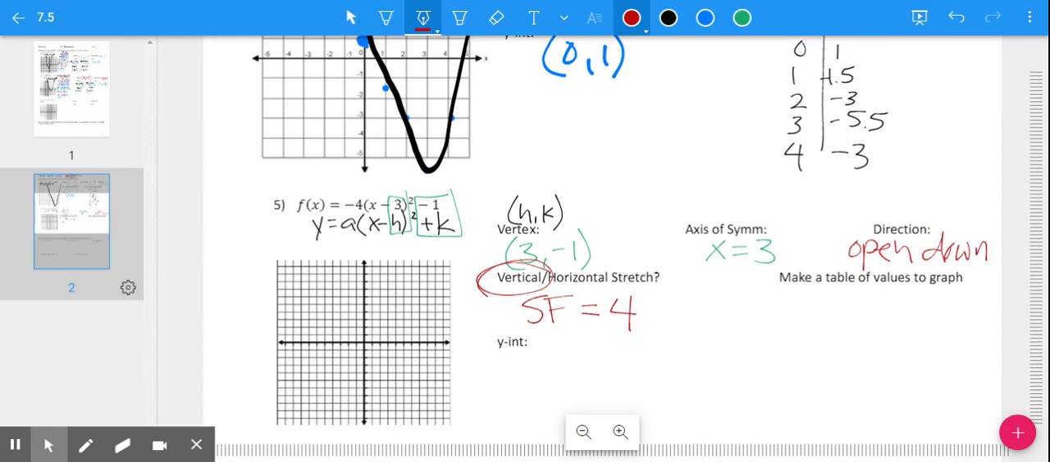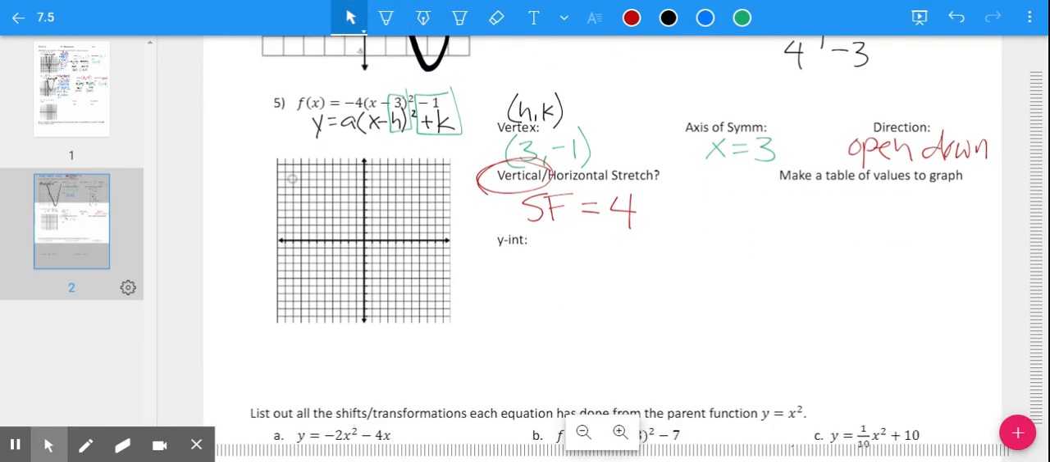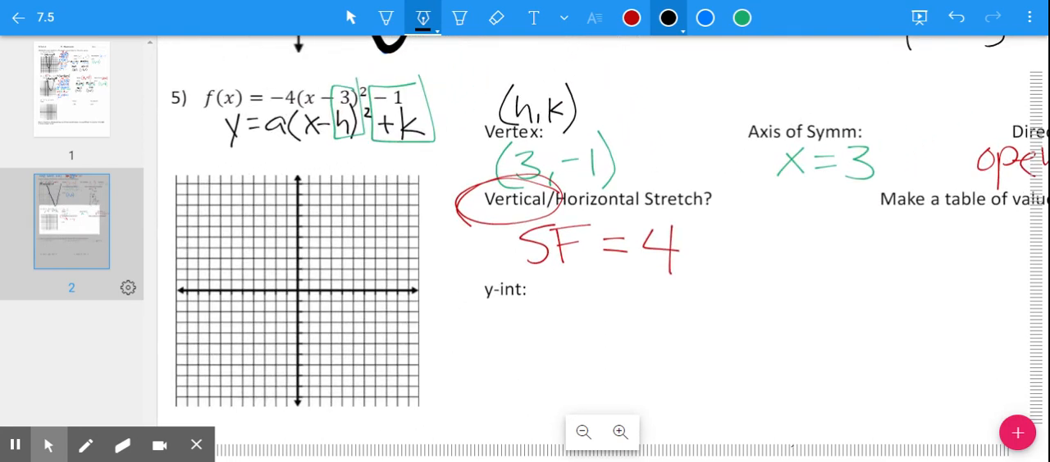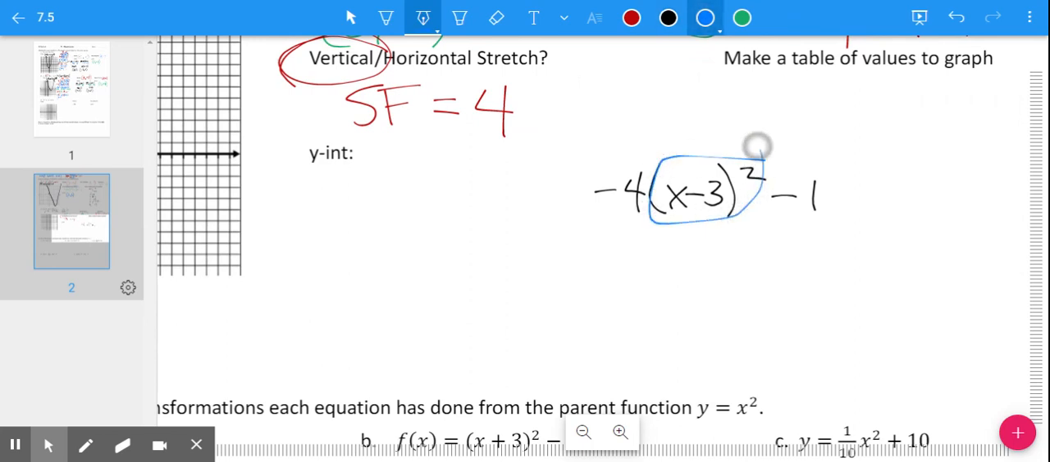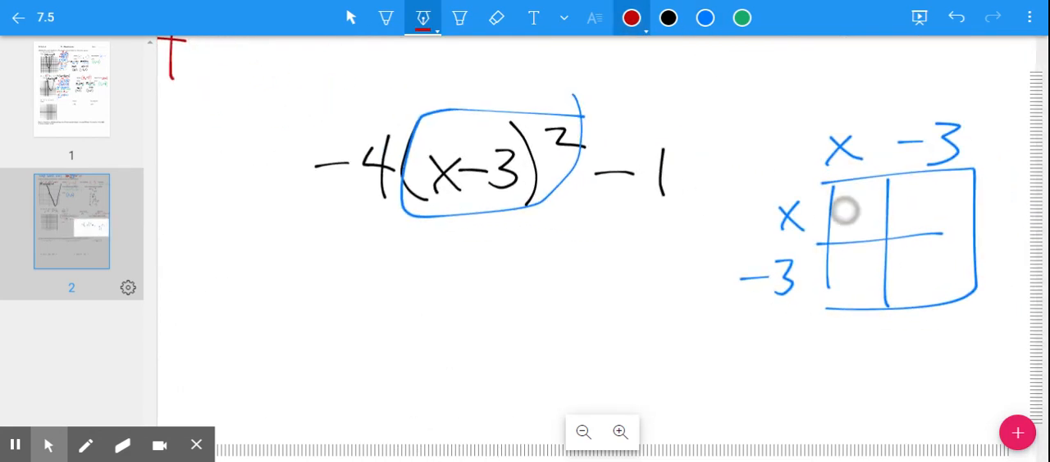And then you have to put it in standard form in order to get the y-intercept. So as a reminder for going from vertex to standard form, you have to take care of your exponent first. So we have -4(x minus 3) squared minus 1. So the first thing we want to take care of is this. So when you do your box, x minus 3 times x minus 3, we're left with x squared minus 3x minus 3x and a positive 9.